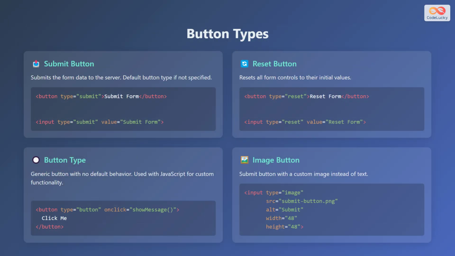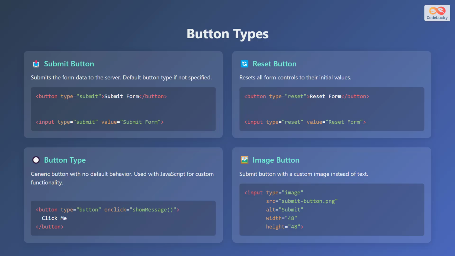In this section, let's explore the different types of buttons available in HTML forms. First, we have the submit button, which submits the form data to the server. This is the default button type if not specified. Here are two ways to implement it. Next, we have the reset button, which resets all form controls to their initial values. Here are two ways to implement it.